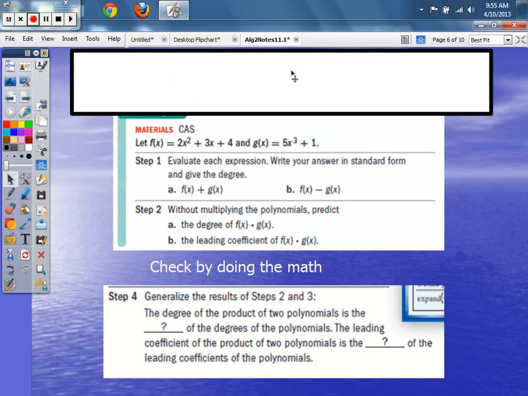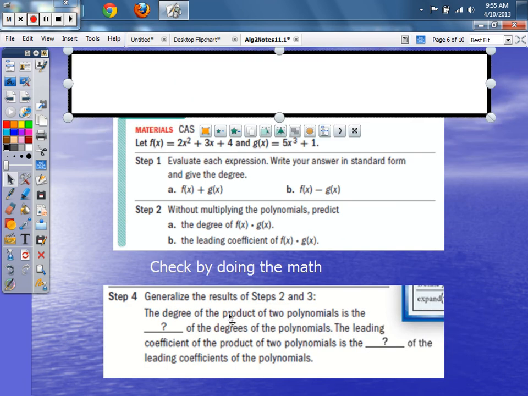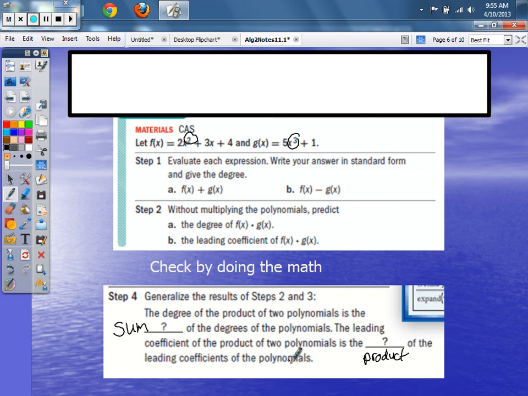They want to generalize the steps of 2 and 3. The degree of the product of two polynomials is the sum of the degrees of the polynomials. That's what we did. We added the 2 and the 3. The leading coefficient of the product of the two polynomials is the product of the leading coefficients of both those polynomials. I would write that rule down. It might be handy to have.